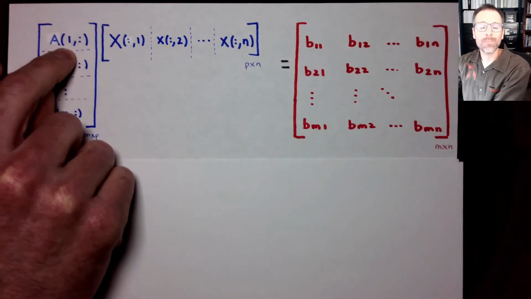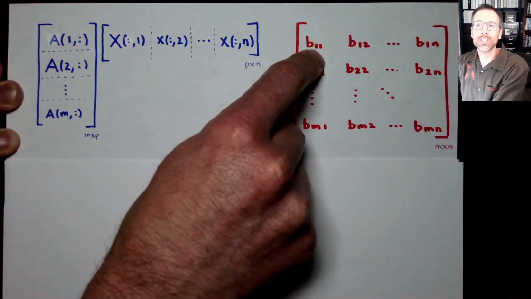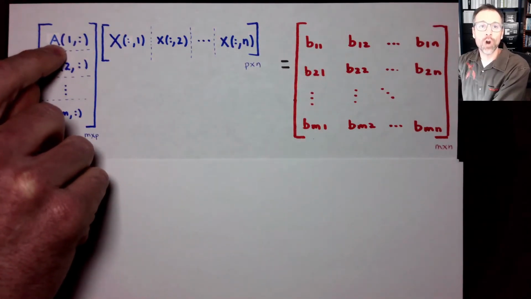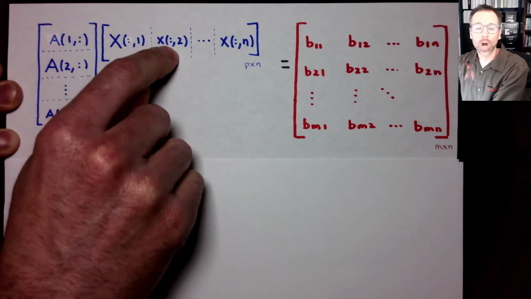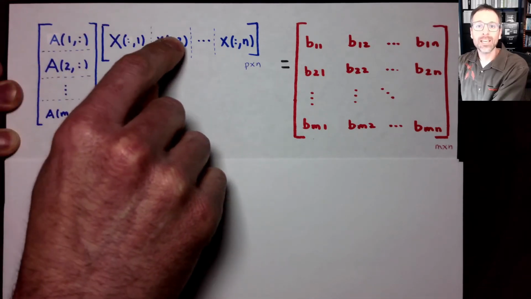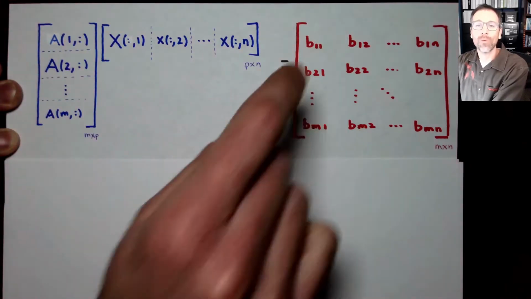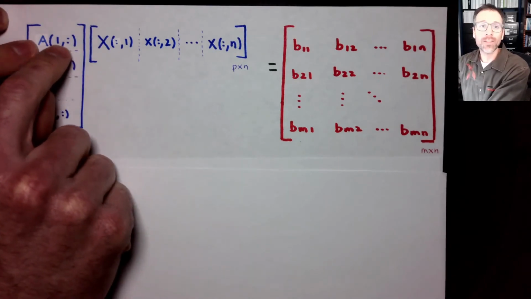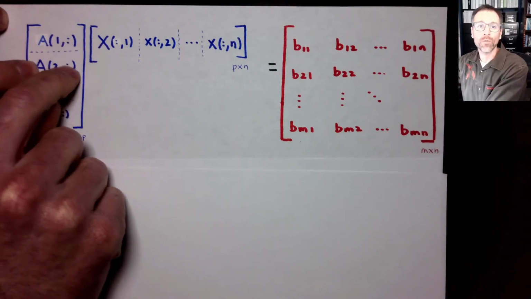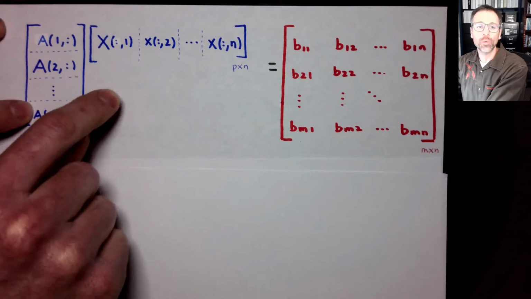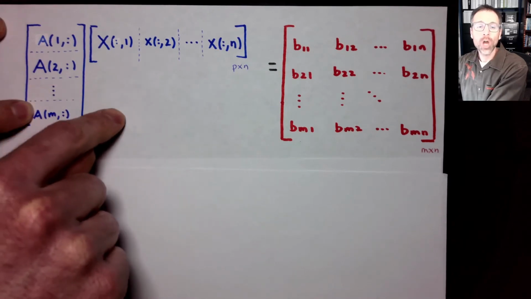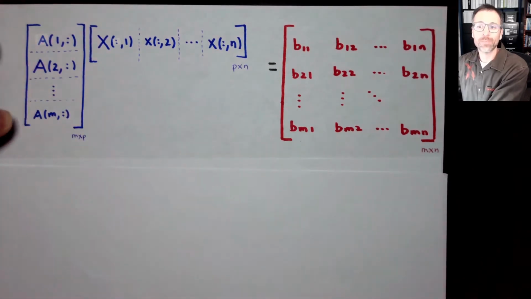Notice that a 1 by P times a P by 1 is a 1 by 1. Similarly, row 1 dotted with column 2, that's 1 by P, P by 1, 1 by 1. And in fact, we can bring those together. So we take row 1, column 1, put it in entry 1,1; row 2, column 1, put it in entry 2,1, all the way down to row M, column 1, put it in entry BM1, right?